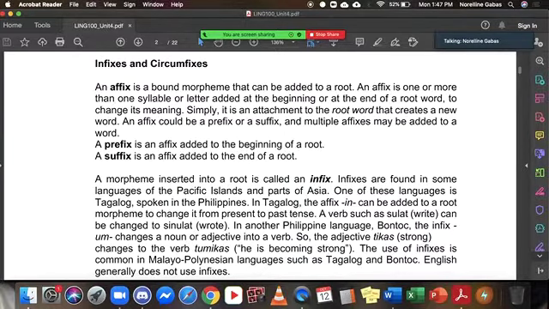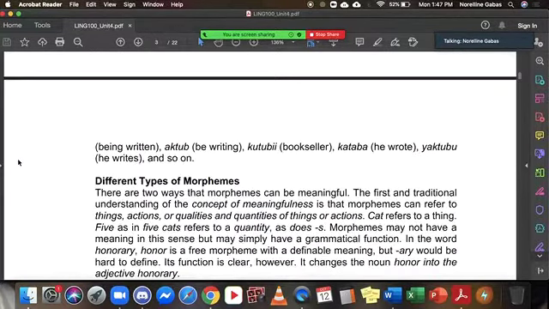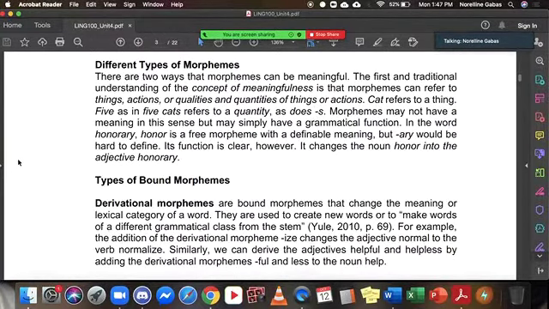Okay, madali na tong in na to. Dahil Filipino naman tayo, di na natin kailangan i-elaborate yan. Alam natin yung in, at saka ito pang mga infixes. Okay, so yan na yun. Sa Hebrew, sinama ko lang yan. Next, different types of morphemes.